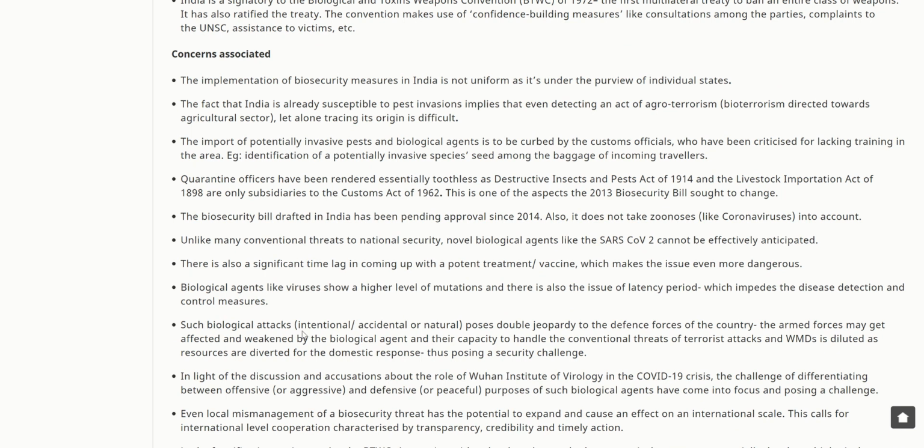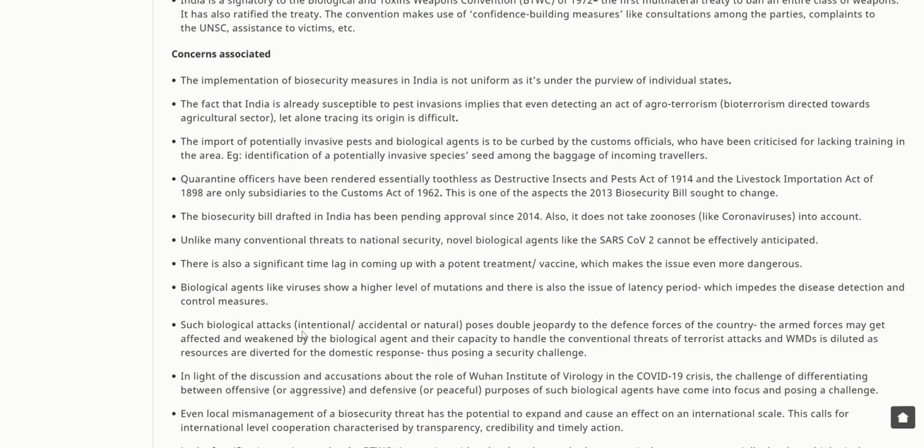Now, what are the concerns associated with this? The implementation of biosecurity measures in India is not uniform as it's under the purview of individual states. Now, the fact that India is already susceptible to pest invasions implies that even detecting an act of agroterrorism, let alone tracing its origin, is difficult. The import of potentially invasive pests and biological agents is to be curbed by the customs officials, who have been criticized for lacking training in the area. Identification of a potentially invasive species seed among the baggage of incoming travelers is difficult.